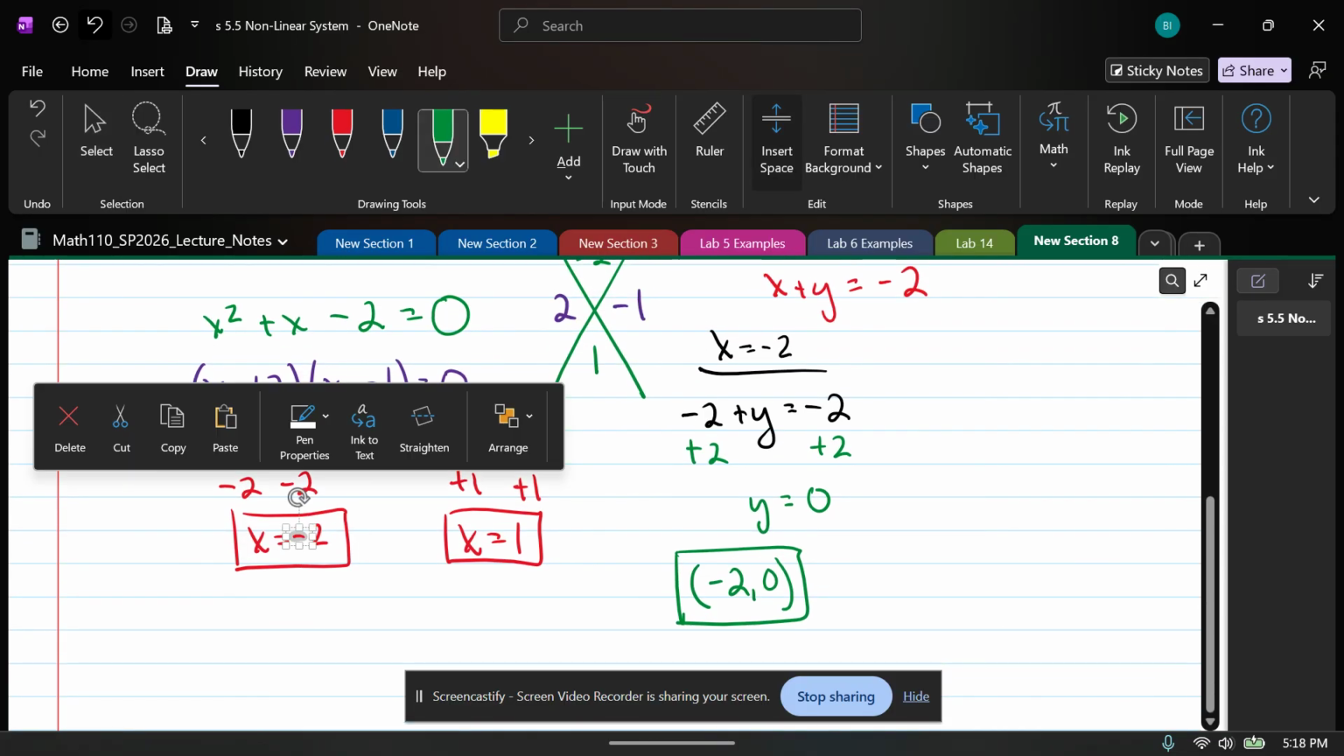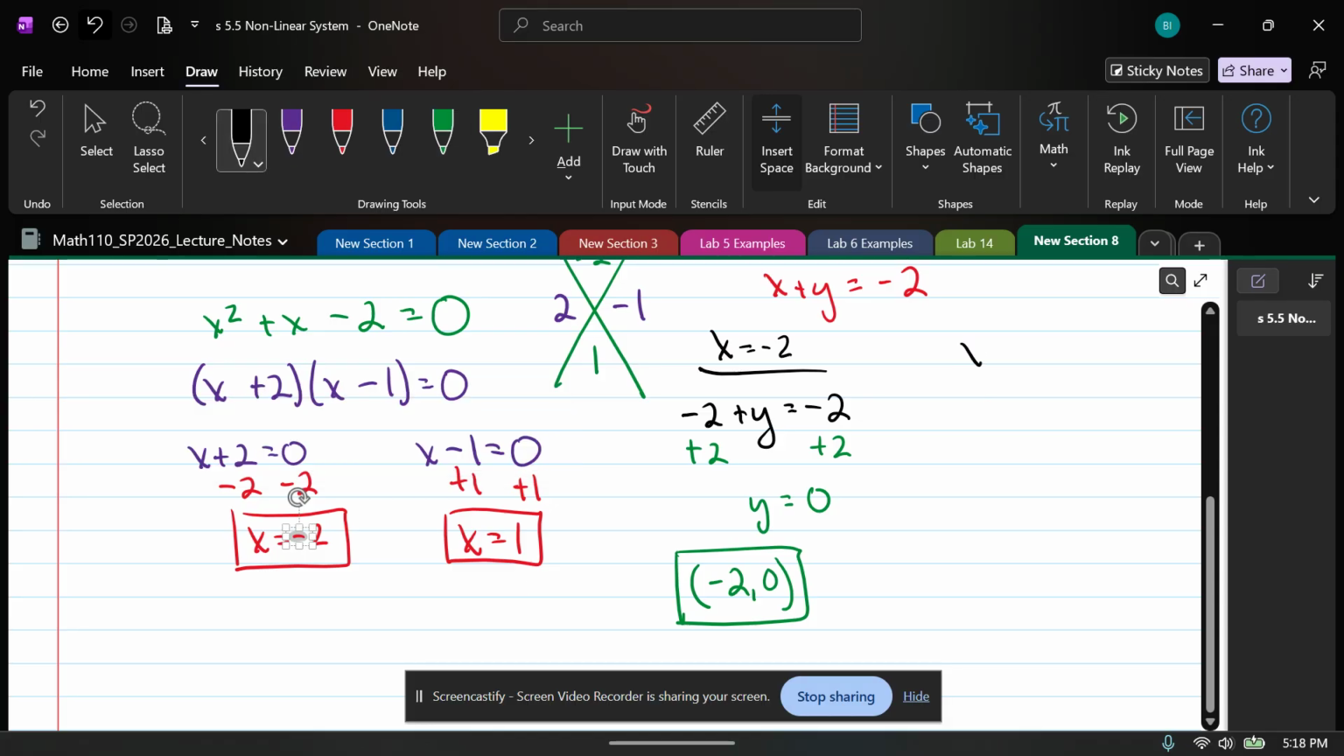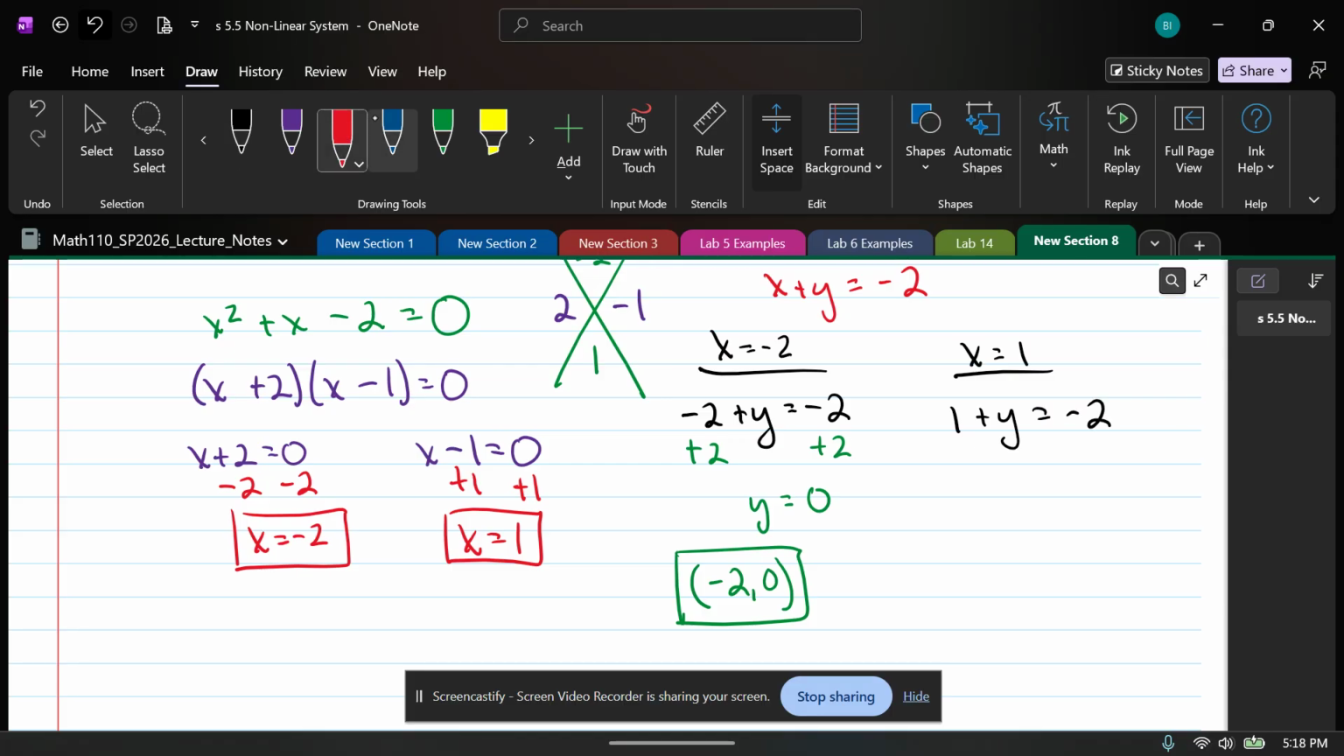Then I'm going to go over here and do the problem when x equals 1. 1 plus y equals negative 2. I'm going to solve that. Subtract 1. y equals negative 3. What is my ordered pair? 1, negative 3. I found the two solutions.